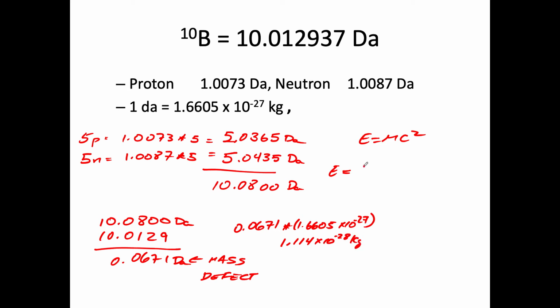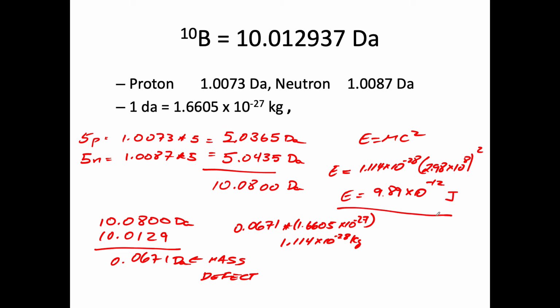So we'll put that up here, 1.114 times 10 to the minus 28 times c, which is 2.98, the speed of light, times 10 to the 8th. And we're going to square that. And so our binding energy is going to be 9.89 times 10 to the minus 12 joules. And that's the binding energy per atom.